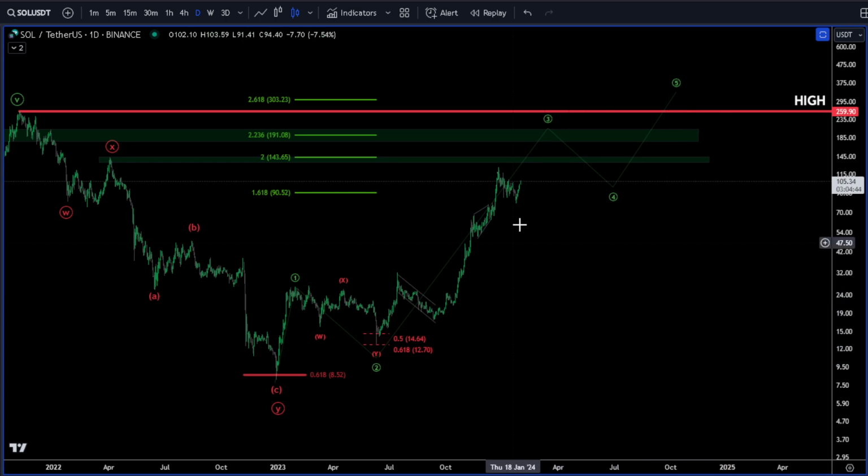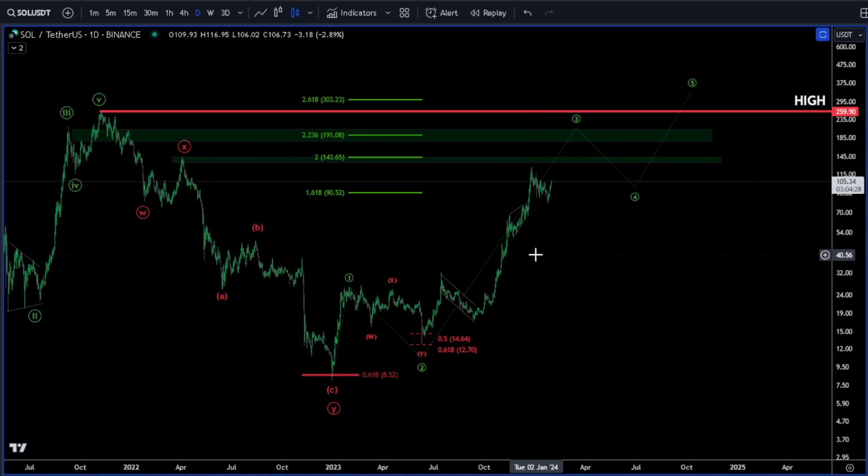We're currently in the fourth of our third, in green. I'll show you that in a moment. But you can see we've extended past the 1.618 for our third wave. I think we're going to be coming up to the 2.236 at 191 for our target for our third, but I'll show you why on the lower time frames. Just remember that 191 level.